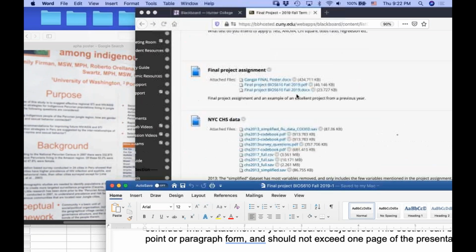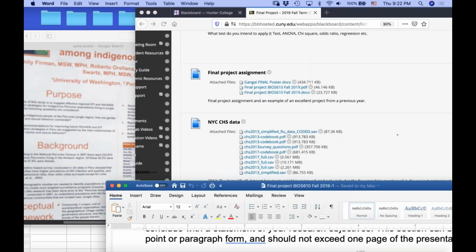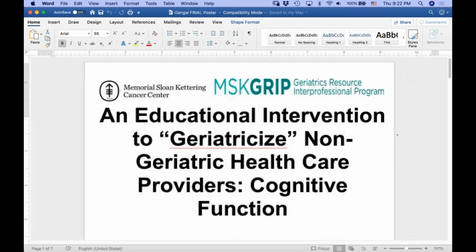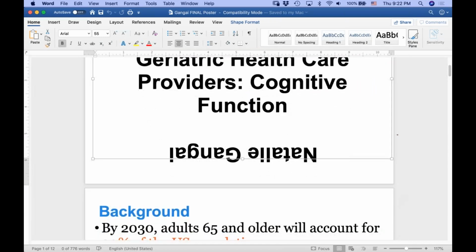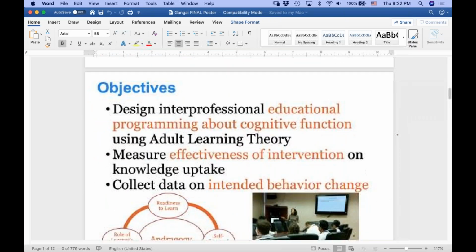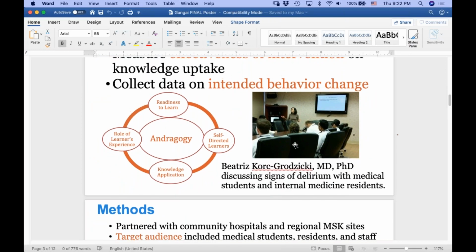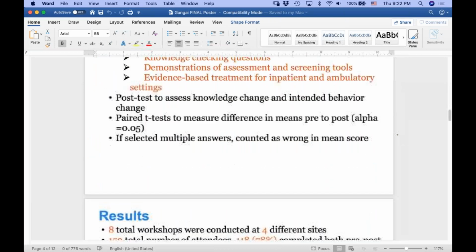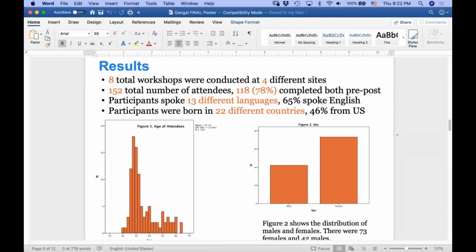There's stuff, let me show you here. You open this up. She actually knows this person. Okay, here, this is just an example of a really good one. An educational intervention, geriatric, non-geriatric healthcare providers, cognitive functions, and here's the background, here's the objectives, here's a picture. Here's the methods that she was using. And this is very elaborate. I wouldn't expect this from everybody, right? Here's the results that she got.